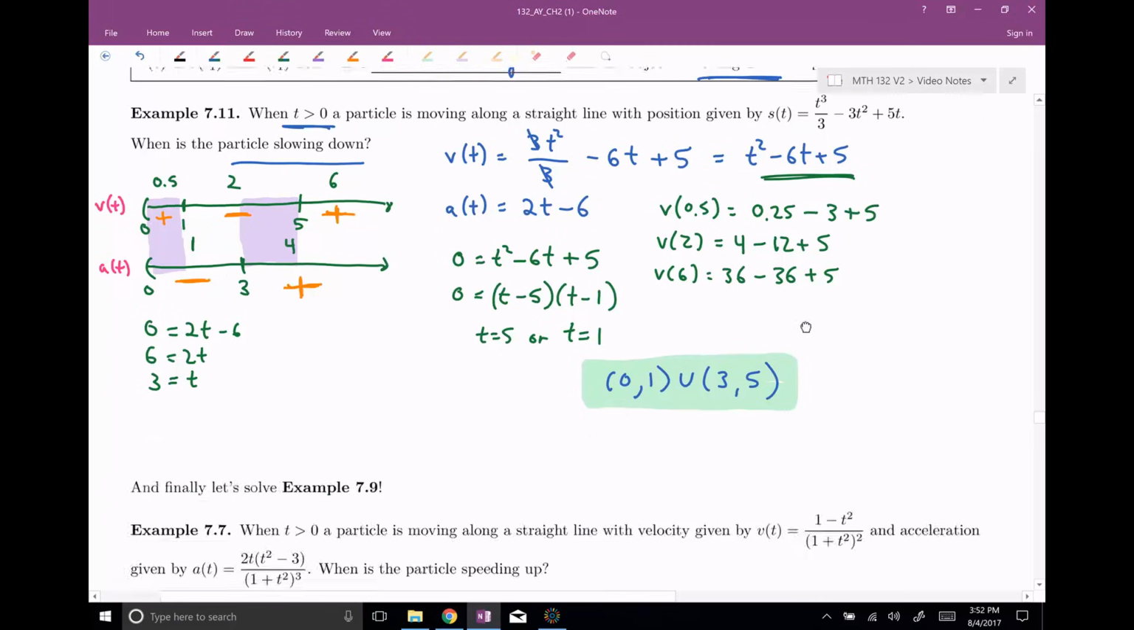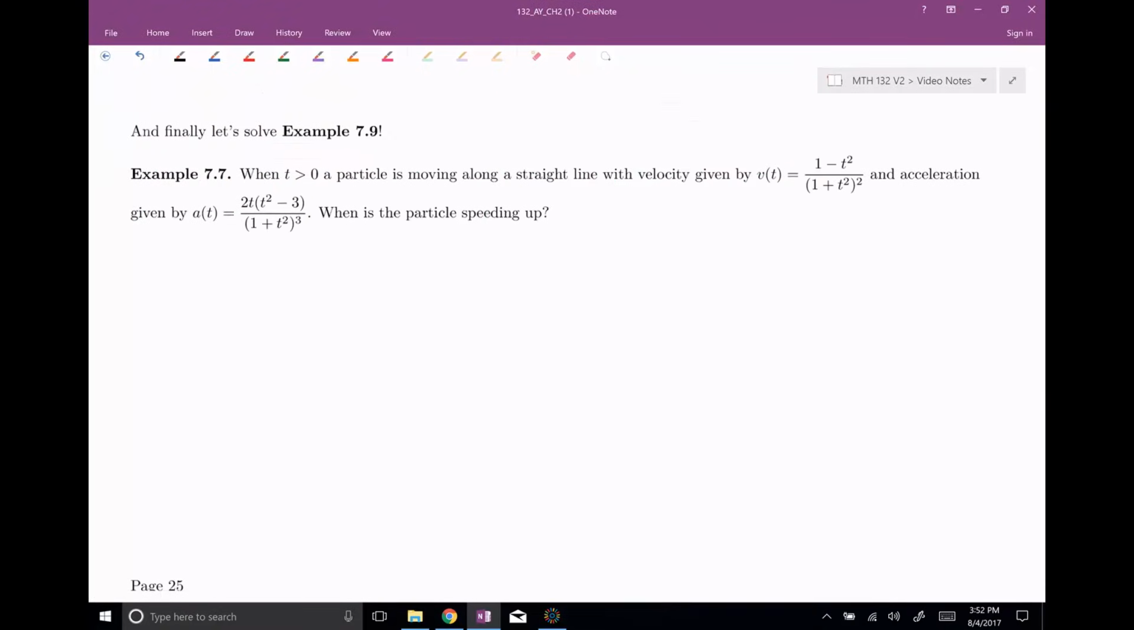Now let's go ahead and tackle this last one, right? So I've given us one more piece of information to make it a little bit easier on us, right? So we have velocity given by this, and I've also specified the acceleration. I mean, we could take the derivative of this using the good old quotient rule and calculate it out, but I figured to save us a little bit of time. So the question now, when is the particle speeding up? Again, I only care about when t is greater than or equal to 0.